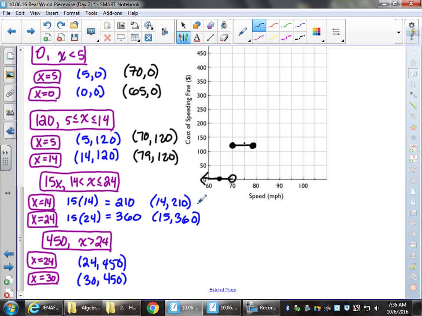But let's see if we can now graph this piece that we couldn't graph yesterday. 14, 210 becomes 79, 210. Can I now graph that point? Yes, I can. So 79, 210. And then 15 becomes 80, 360. Which one?